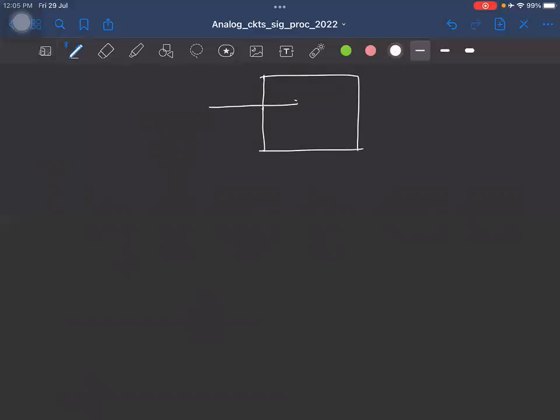So the incoming signal ideally is multiplied by, say, cos 2 pi F0 t, right? And let's say this is my x of t and this is y of t. Can you tell me if this is a linear operation or a non-linear operation? So why did you say non-linear? Any reason?